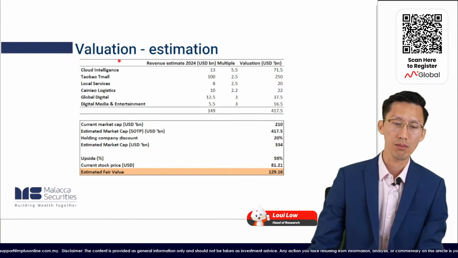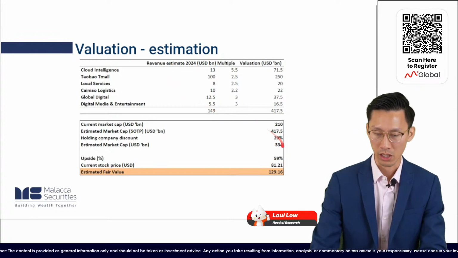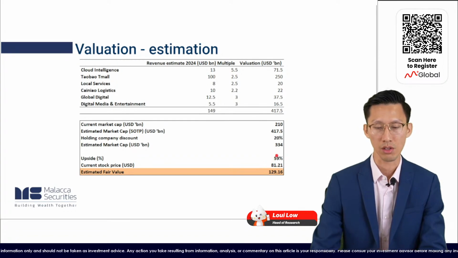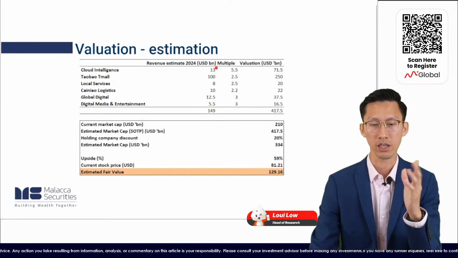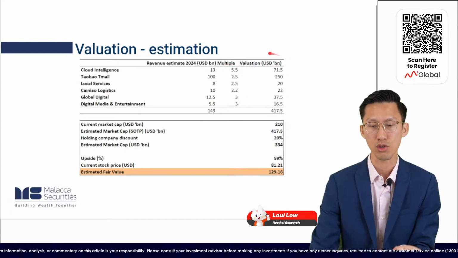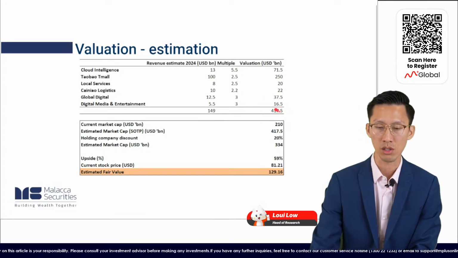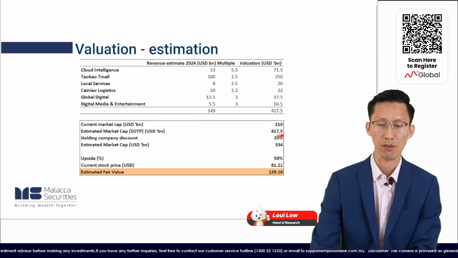Okay, my very simple calculation for the valuation may come up to about $129 US for the share price, based on all these multiples here, which are all assumptions. The revenue estimates are based on my idea, taken from Bloomberg. Then we multiply by a multiple to get the valuation of that particular business. Added up, it comes to about $417 billion US. And the current market cap is about 210. Based on the SOTP of this, we get about 417.5.